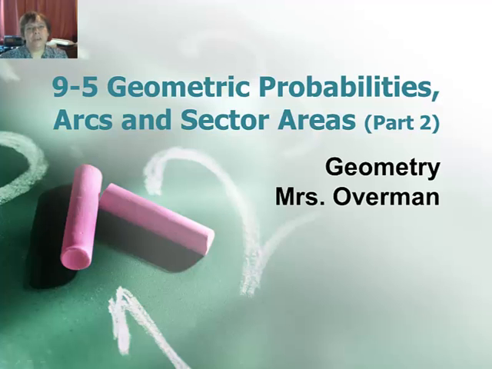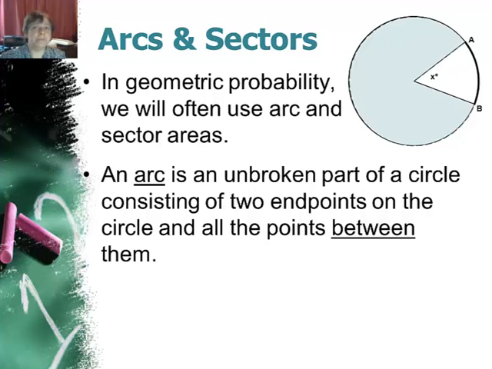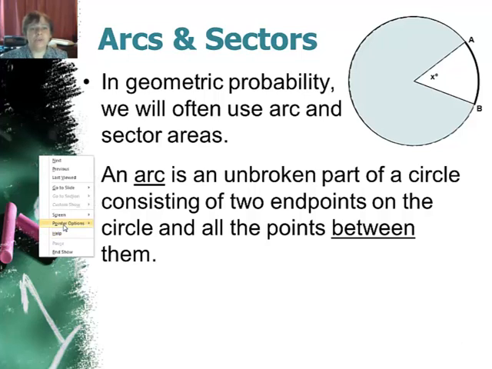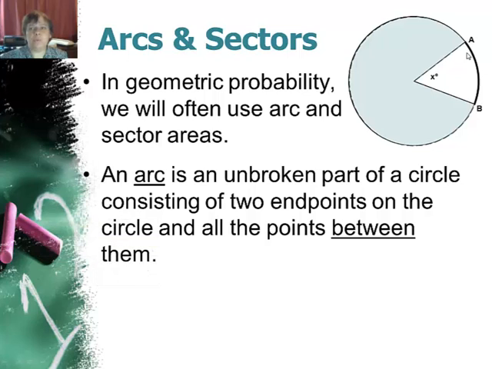Now we're going to take a look at arcs and sector areas of circles, and those will be used in geometric probabilities. So what is an arc? Usually, an arc is just a portion of the edge of a circle between two endpoints. You can see here's point A and point B, and that is arc AB.